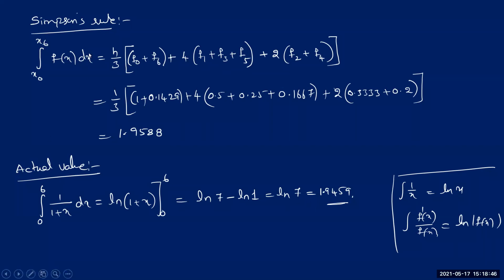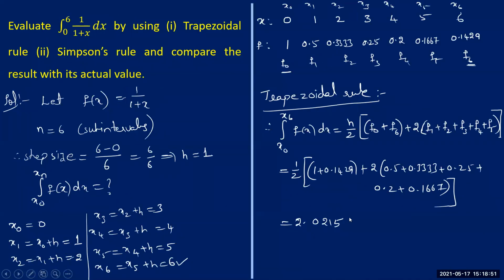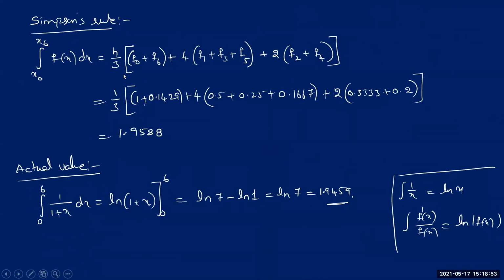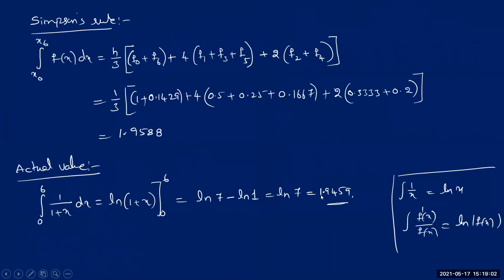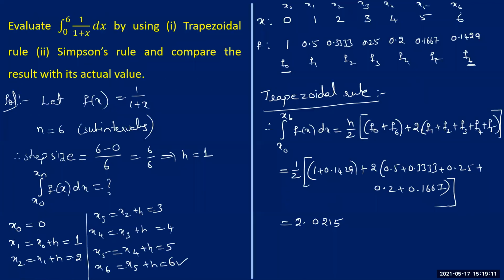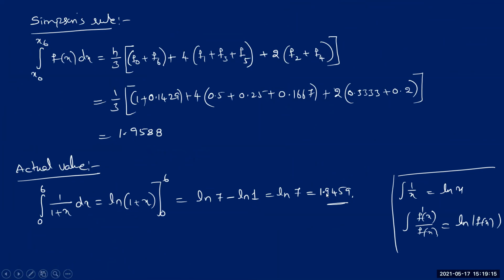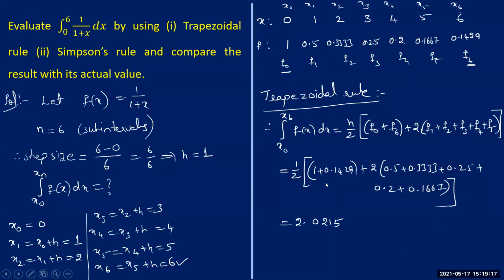But see here, when you use either of these two numerical techniques, Simpson's rule or trapezoidal rule, clearly you can see, at least, Simpson's rule is a little nearer to the actual value. But when you look at trapezoidal rule, it is too far from the actual solution, right? That's how I understand Simpson's rule has better convergence compared to trapezoidal rule. I mean, Simpson's rule gives you a better approximation compared to trapezoidal rule.